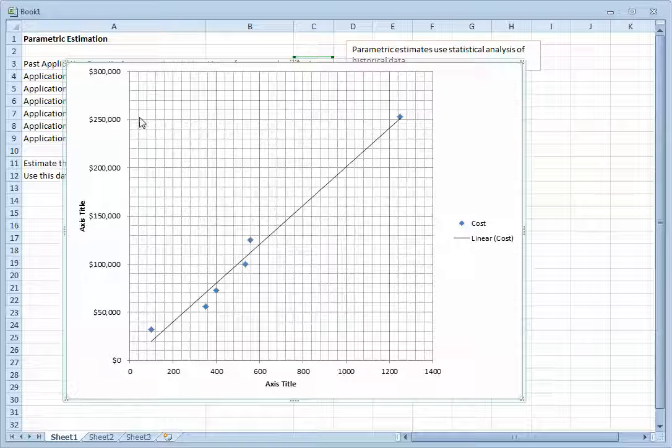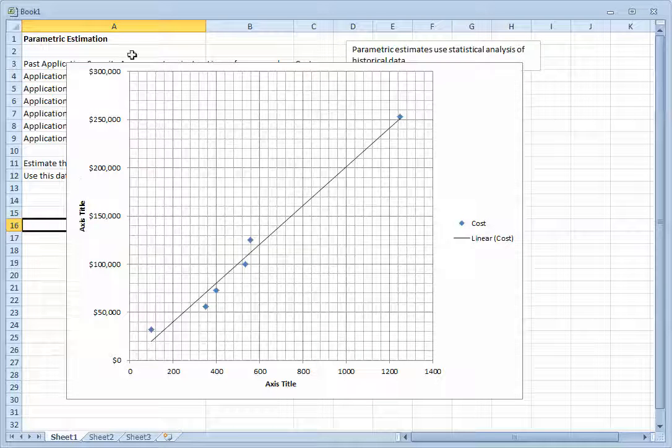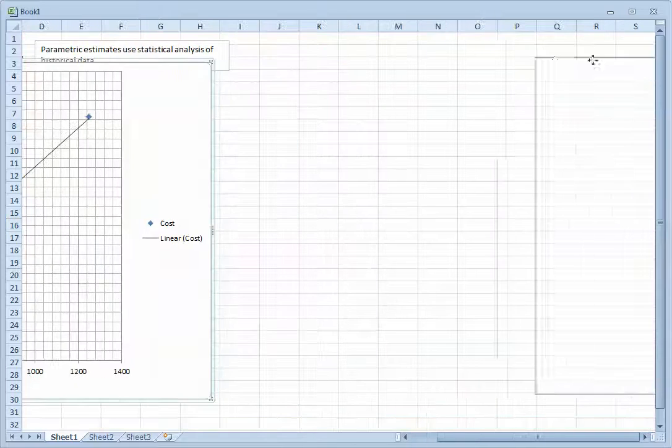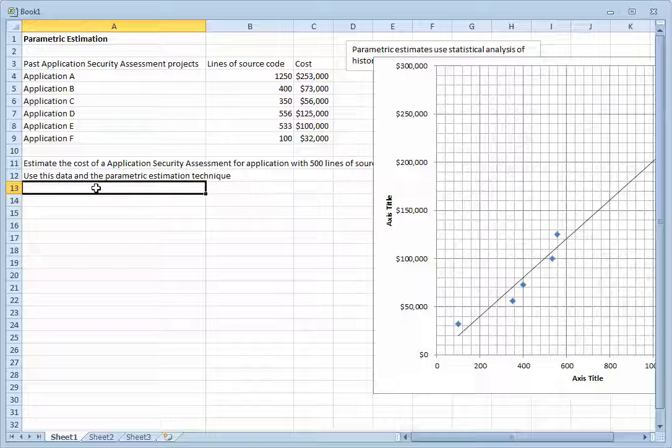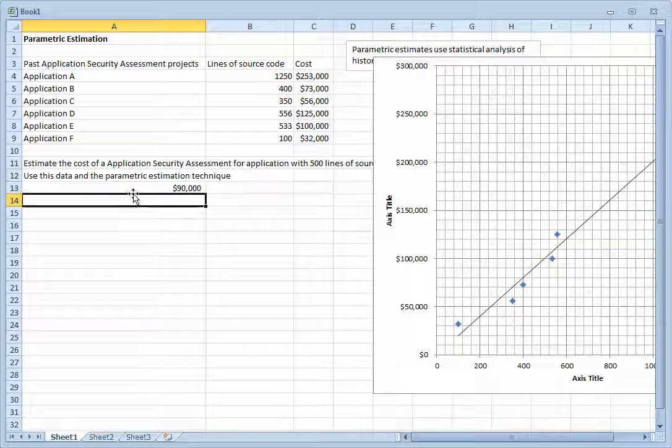So let's go back to the problem here. So I would say that's about 90,000. And just to look at the numbers here, the one that is at 556 is at 125, and the one at 533 is at 100. So it makes sense that this one, being 500, would be a little bit less than that.